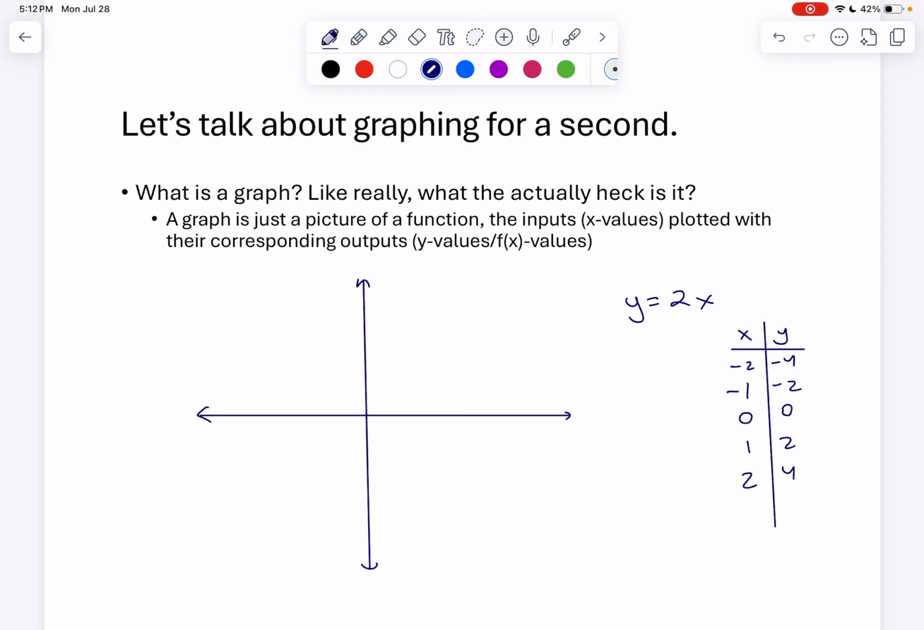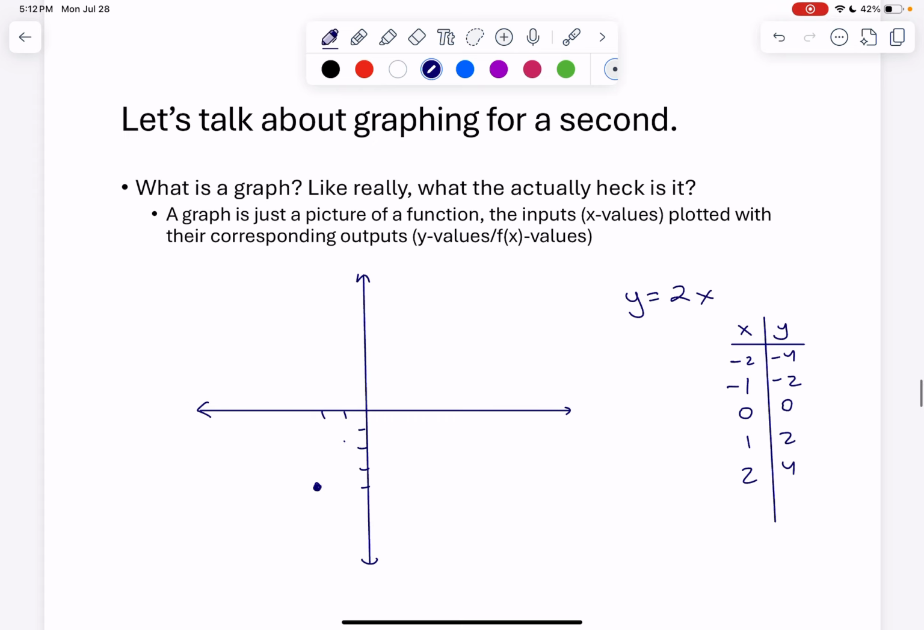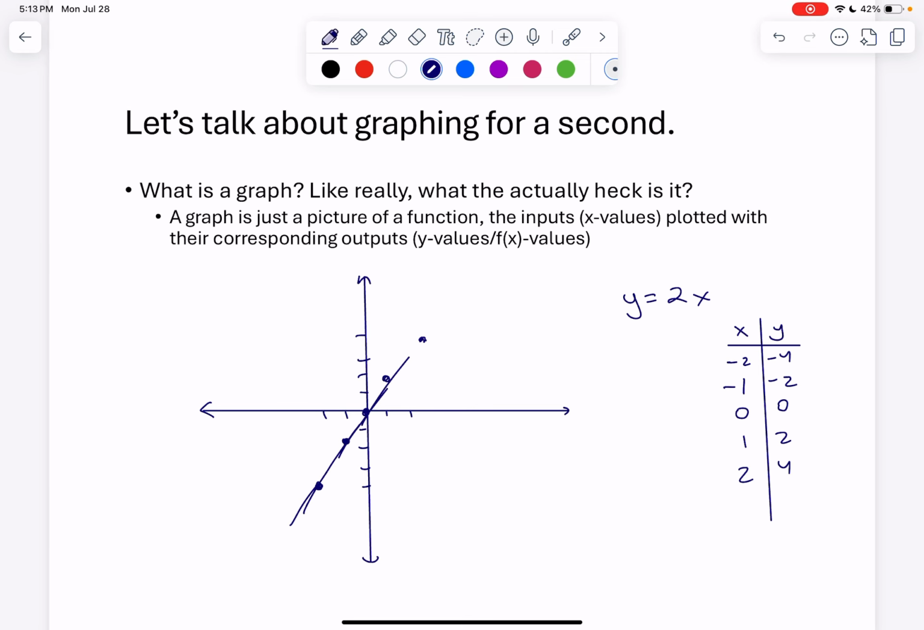And then I can go ahead and plot these points. Go over to -2 on the x-axis, down to -4 on the y-axis, put a point there. Go over to -1, -2, put a point there. 0, 0, put a point there. 1, 2, put a point there. 2, 4, put a point there. Look what shape I am making. I'm making a line.